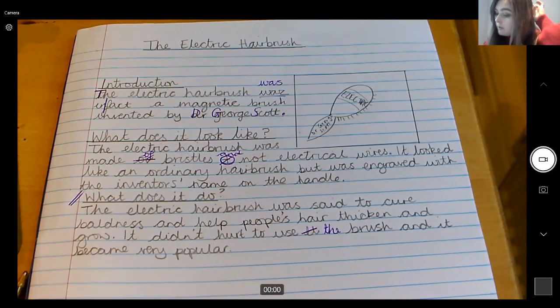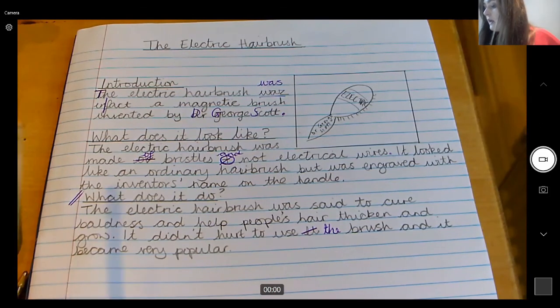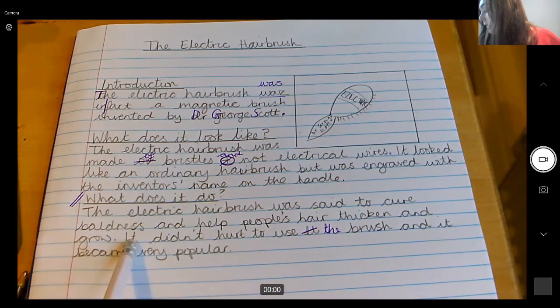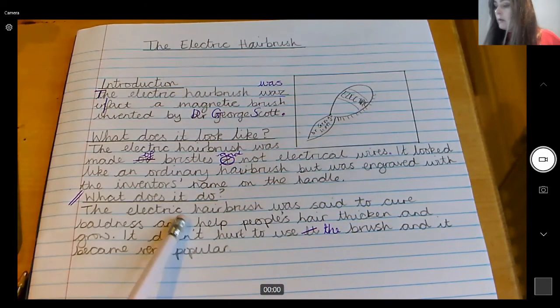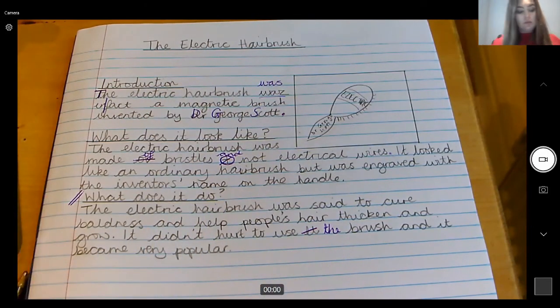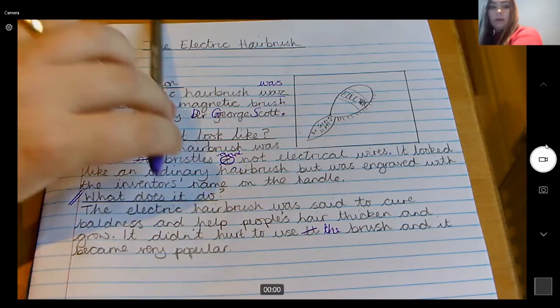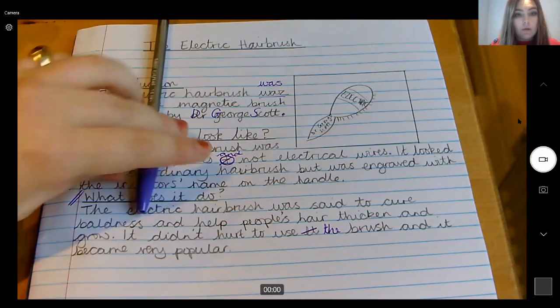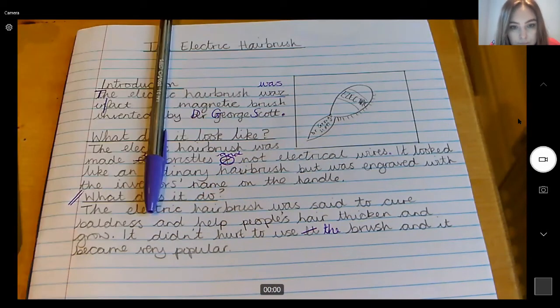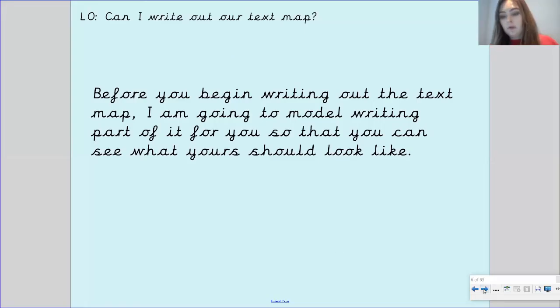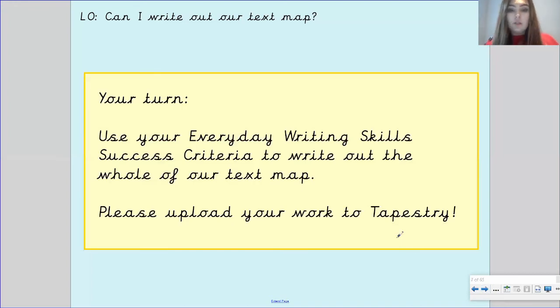Now, I'm going to leave the last 2 sections to you because I've already written out our first 3 paragraphs and I've shown you how to lay it out. So I want you to do the next 2 sections. So let's go back to our notebook very quickly. Okay. So your turn. You're going to use your everyday writing skills success criteria and you're going to write out the whole of the text map. So I did the first 3 sections for you. So I want to see that in your work. And then I want to see the next 2 sections.